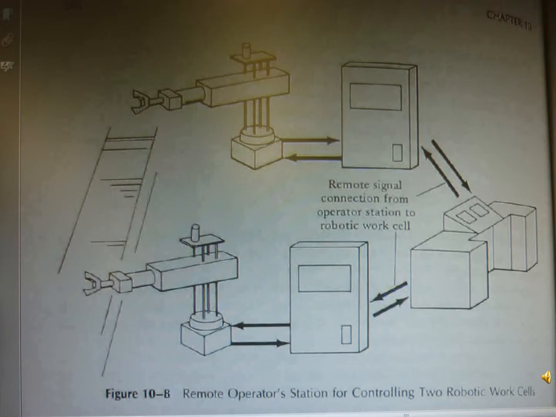So this diagram shows the remote operator station for controlling two robot work cells. So there are two controllers. The master controller controls the sub-controller. Those sub-controllers are driving the two robots. The remote signal connection from the operator station to the robotic work cell is provided.